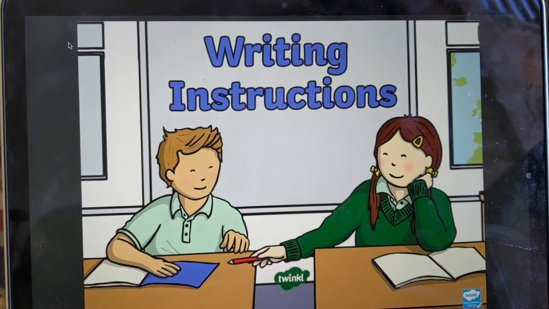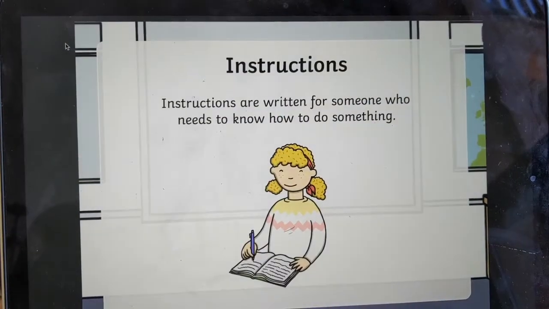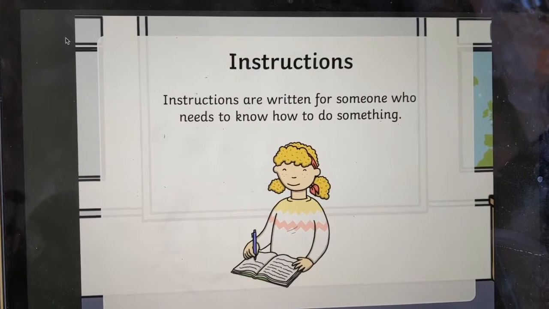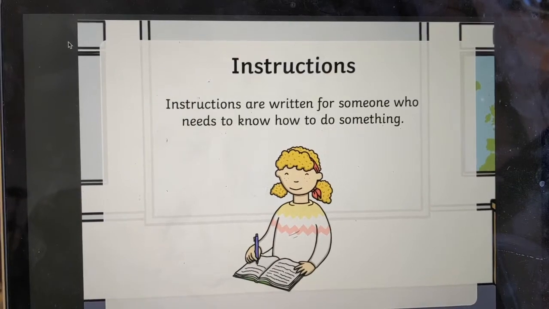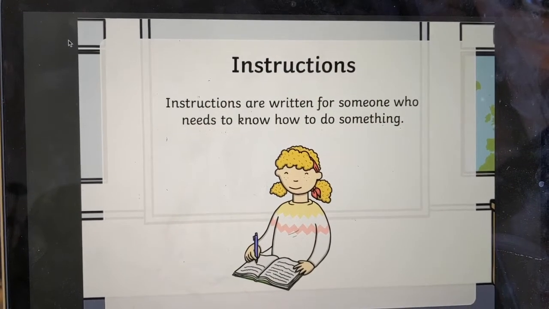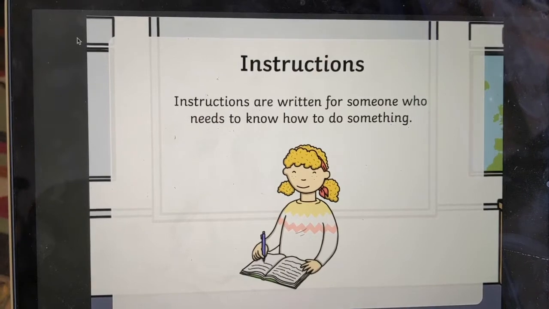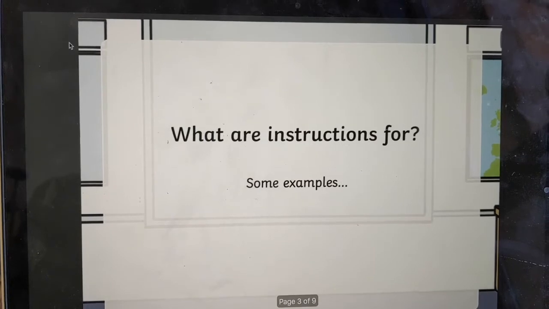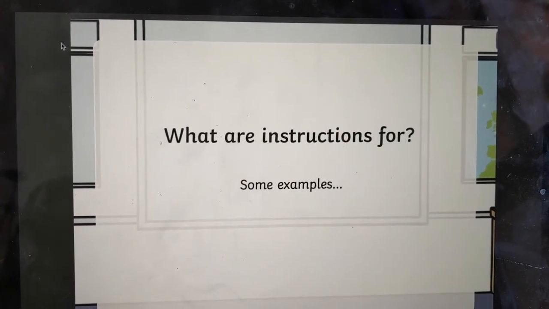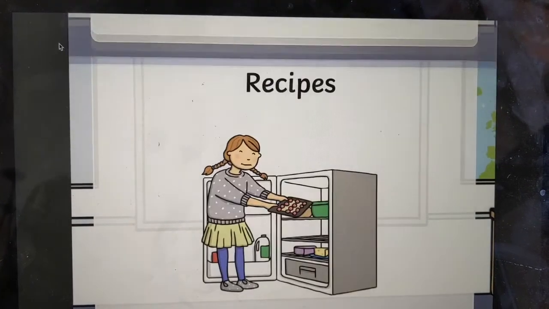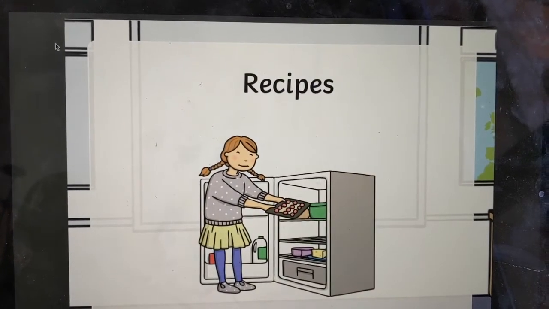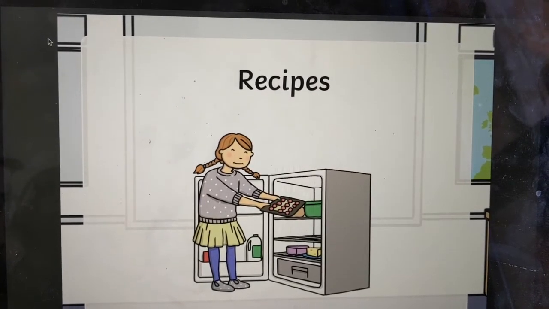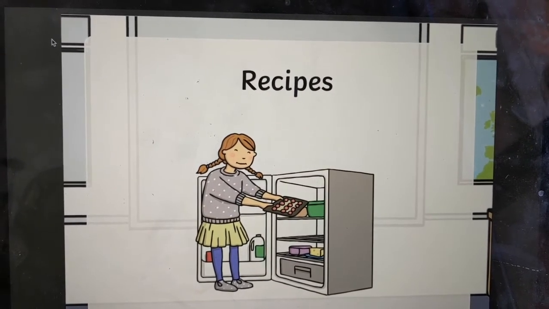So this week, we're going to start writing instructions. Instructions are written for someone who needs to know how to do something. So maybe if you want to make a cake or hot chocolate, or you want to learn how to put together a bike, you would use instructions. So some examples of what people use instructions for are recipes. What do you think she's making? Maybe some cookies. So a recipe will tell her how to make the cookies.